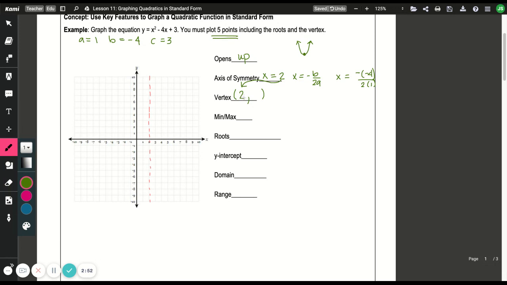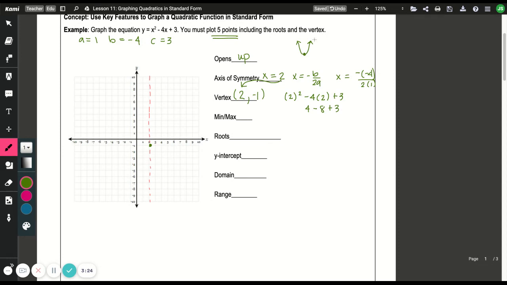And anytime you have an x and you need to find the y, you just substitute x into the equation. So we already got 2. I'm going to put 2 in for all of the x's. 2 squared minus 4 times 2 plus 3. So that's 4 minus 8 plus 3 is -1. So I'm going to put that point on the graph, 2, -1, which is right here.